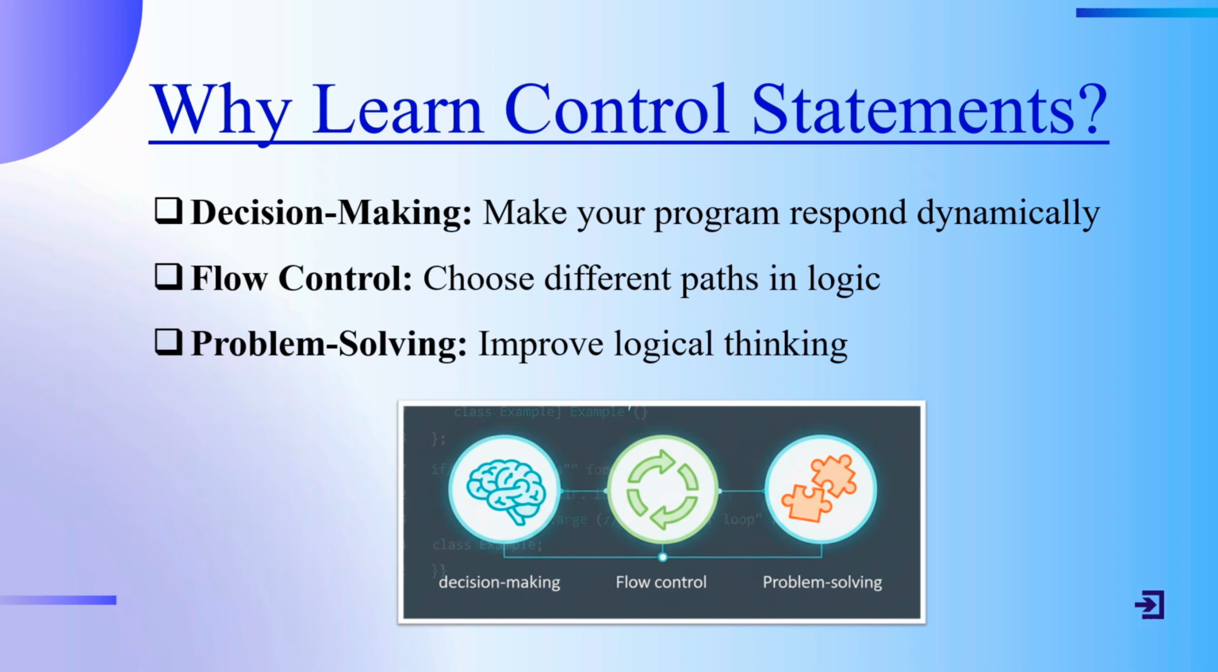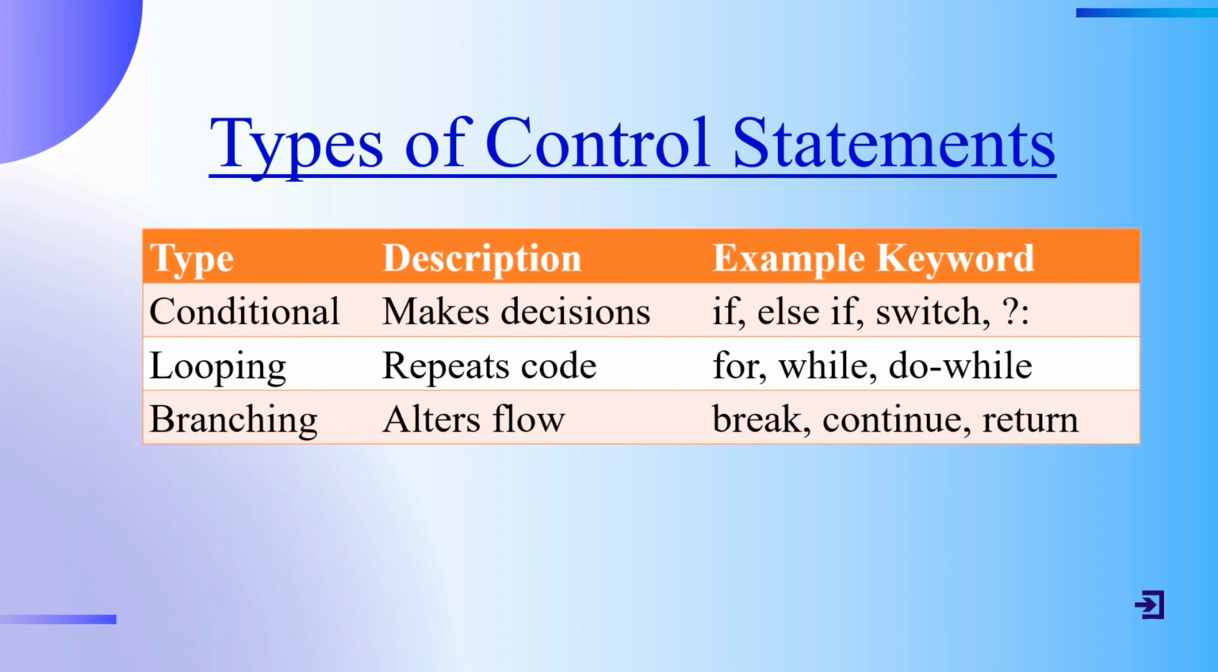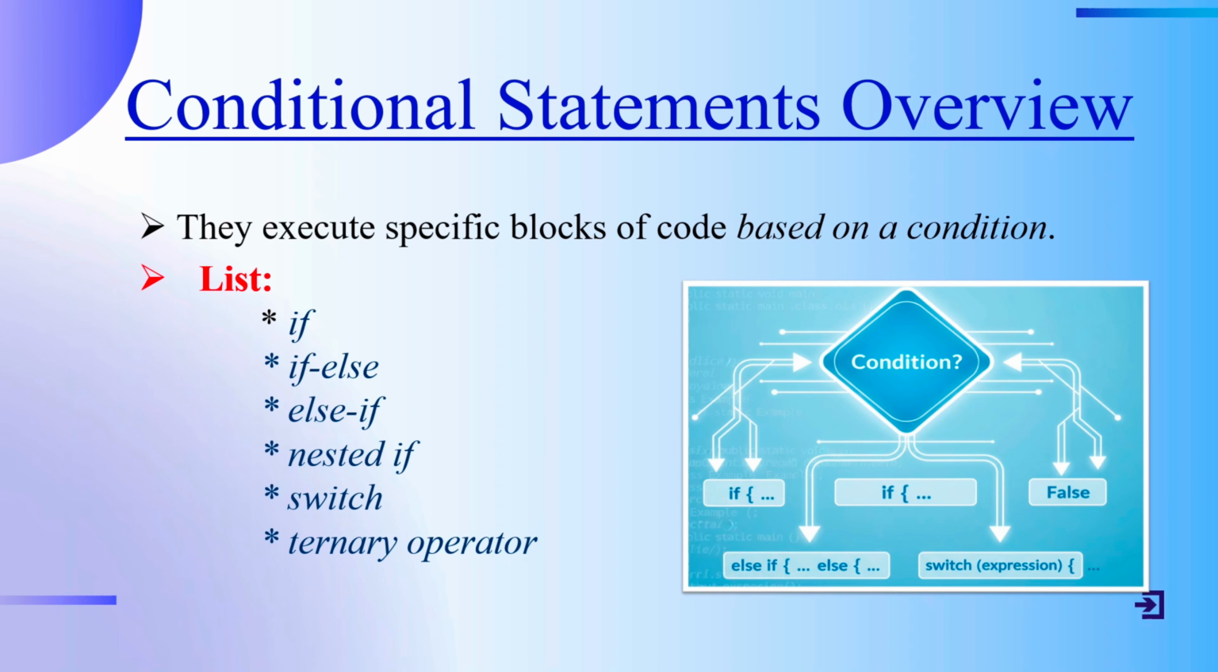In Java, control statements are mainly divided into three types. They are conditional statements, looping statements, and branching statements. Conditional statements are where decisions are made. Looping statements indicate where actions are repeated. Branching statements basically mean where the normal flow is altered. In this video, let us mainly focus on conditional statements and learn each one of them in a proper manner.